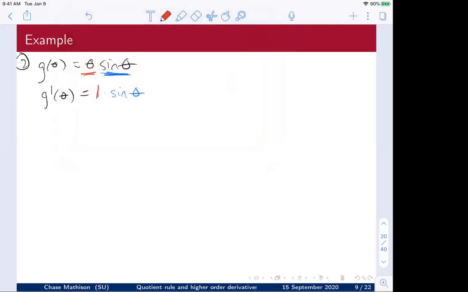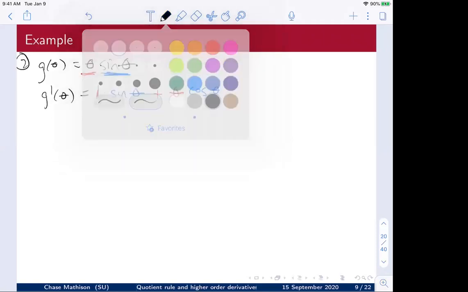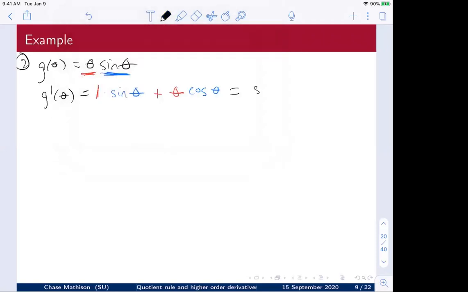And then plus. Then I'll leave the red part alone, so I'm just left with theta. And now I'll take the derivative of the blue part. So what's the derivative of sine of theta with respect to theta? Yeah, cosine of theta. Excellent. And so writing this all in one color, this is sine of theta plus theta times cosine of theta. Okay, so there's g prime.